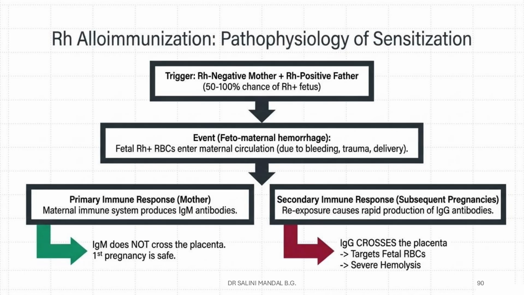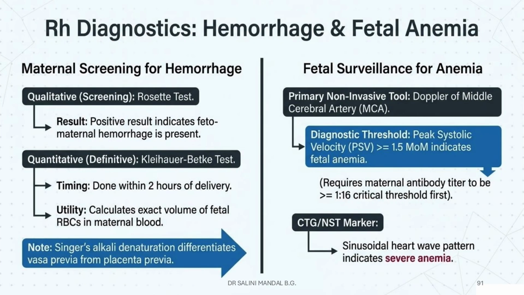Okay, this is what happens in Rh incompatibility. How are we going to test it? Maternal screening for hemorrhage we are going to do. Rosette test is going to be done. If fetal-maternal hemorrhage is present, it will be positive. Kleihauer-Betke test, I have already mentioned, is done within 2 hours of delivery. It is going to calculate the exact amount of fetal blood in the maternal blood, and then give that much amount of anti-D to the mother.